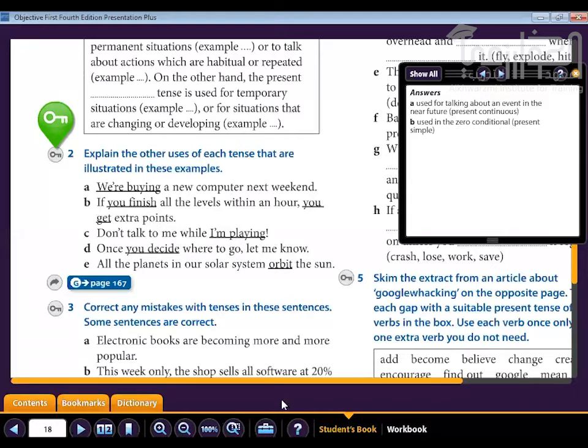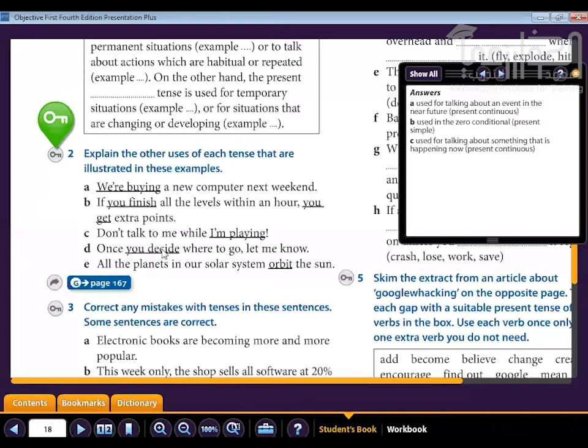And then we have C, which says, don't talk to me while I'm playing. While I'm playing, here is the present continuous. The person is doing the thing at the same time. So this is now. What's happening now? And it is the present continuous there. So it's used for talking about something that is happening now. That's the present continuous.